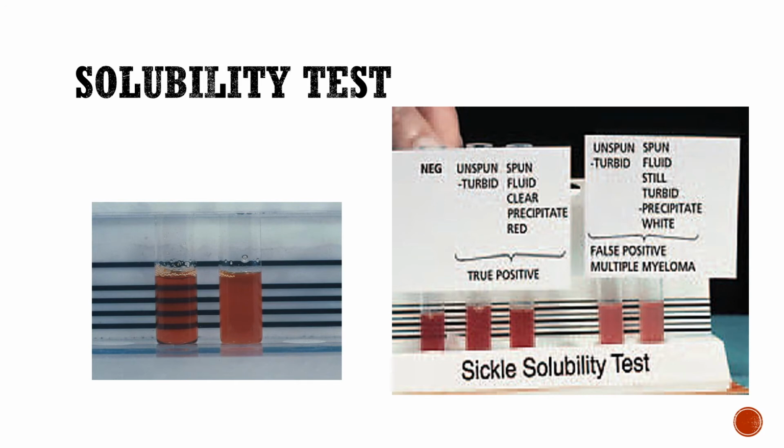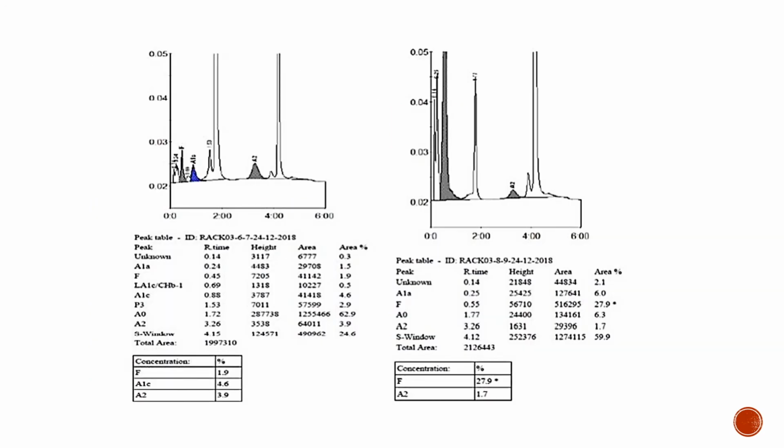Now what are these? These are the graphs which we get after running an HPLC. HPLC means high pressure or high performance liquid chromatography, which is used to separate out various forms of hemoglobin that are present in the human blood sample.